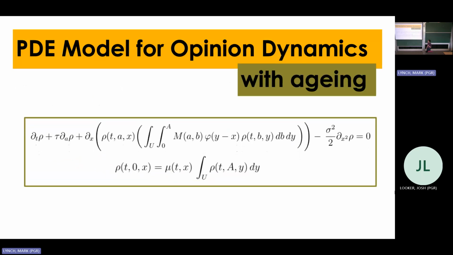Oh yeah, we also still have the same boundary conditions on plus or minus 1. But we also need a boundary condition for ages. So this integral is measuring the volume of people that are leaving the population. So they've reached age A and they're leaving the population. This says how many people are leaving. And then this describes the opinion of people when they join the population. So we assume that when people enter the population, they have a random opinion, and this mu is the opinion distribution for people joining the population.